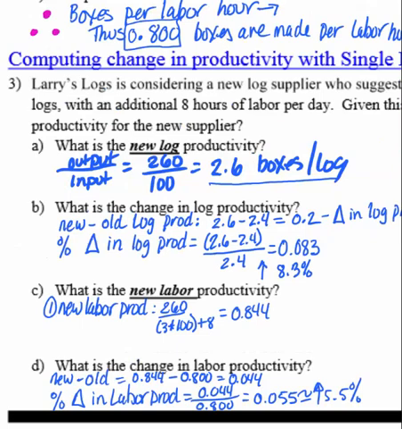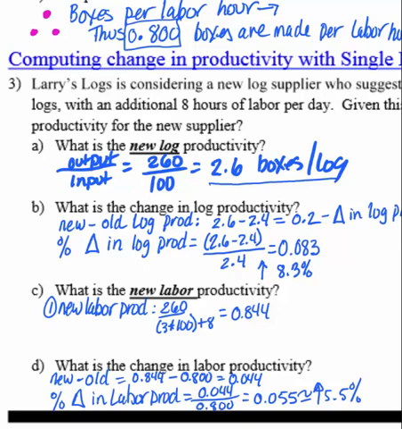So you can see that I've now calculated the new labor productivity as 0.844, because we take 260 and divide that by 3 times 100 plus 8. And be careful with your calculators that you put in parentheses as necessary so you get the right answer. Then we calculate the change in labor productivity by taking new minus old. So we've got new minus old, 0.844 minus 0.800. That's going to be this 0.044.